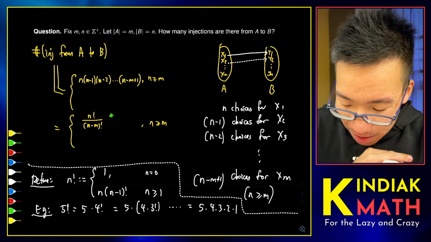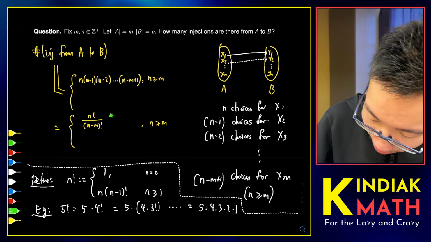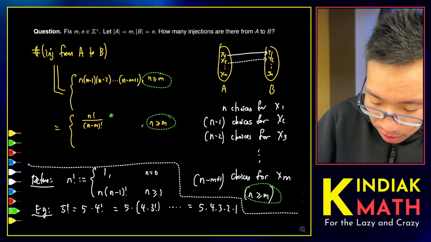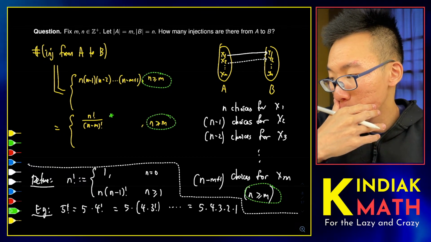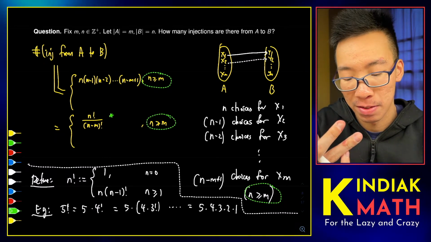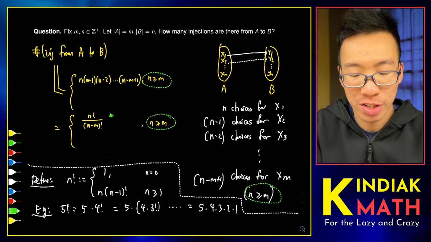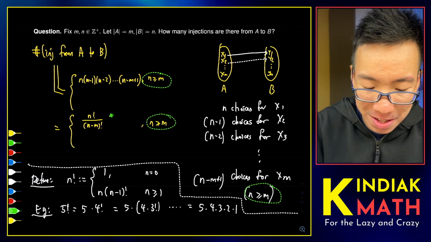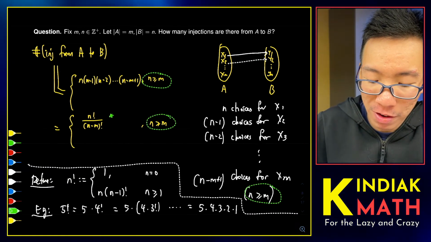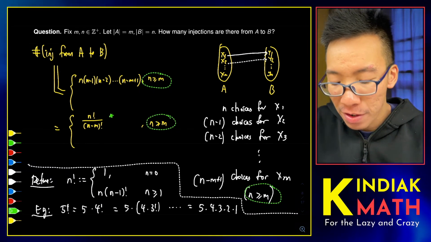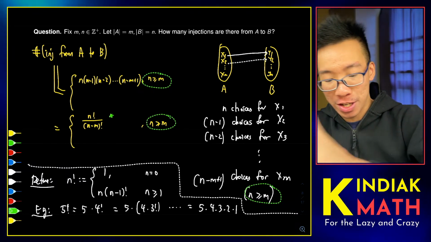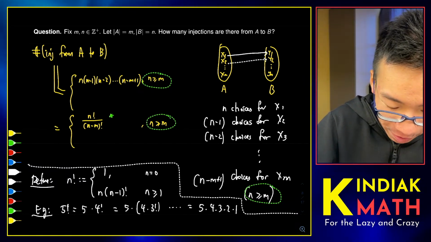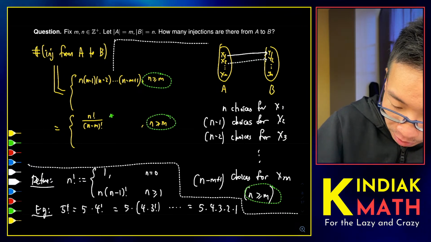Now, this is the situation when n is bigger than or equal to m. What about n less than m? That's a question that needs to be asked. Well, here's the thing. We've seen before that if there is an injection, okay, so let's just write down, we have a result before that we painstakingly proved before.